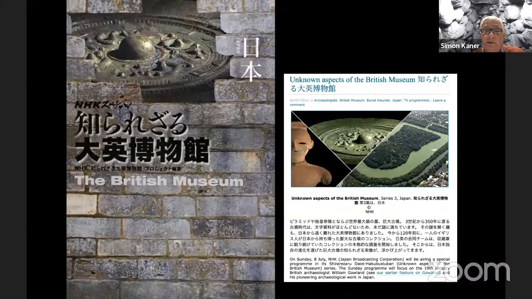And they focused in on the British Museum, and they produced a program on Greece, a program on Rome, I believe there was a program on Egypt, and there was a program on the Gowland collection, because that was seen as the archaeological link between Britain and Japan, viewed by several million people in Japan when it went out.